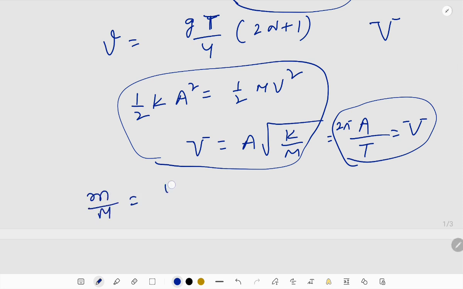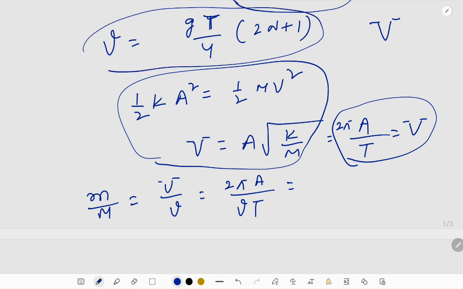m by M can be simply written as capital V by small v, and that is 2 pi A by small v multiplied by T, and putting all those values, we can get m by M equals V by v equals 8 pi A by g T squared times (2n plus 1). N could be anything, because it is not given in the problem. It could be anything. I don't know.